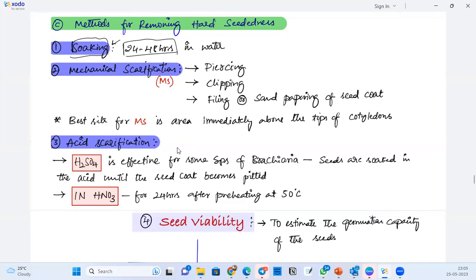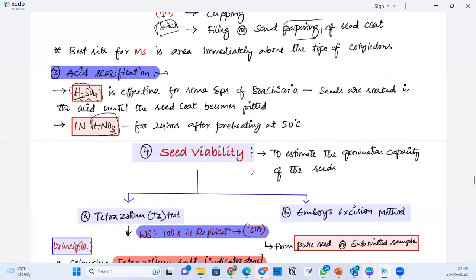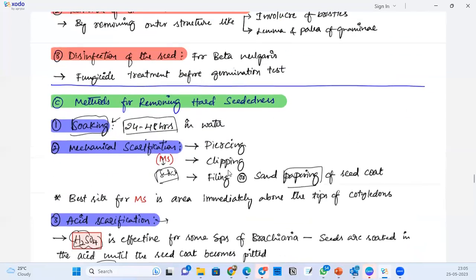We also go for scarification, by piercing, clipping, filing, or sand piercing. We can also use a rough surface to pierce the seed coat, so that there is a scratching action which will remove the seed coat inhibitors or the hard seededness. Next, we also have acid scarification, where we generally use sulfuric acid or nitric acid, HNO3. This is acid scarification. These are the things we generally use for breaking dormancy and also for removing hard seededness.